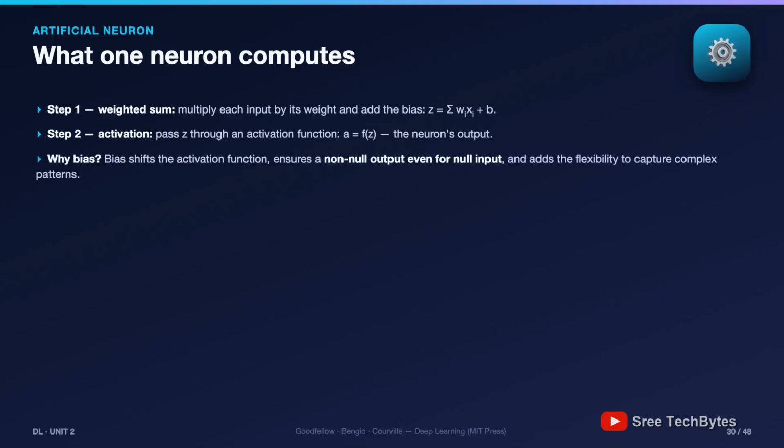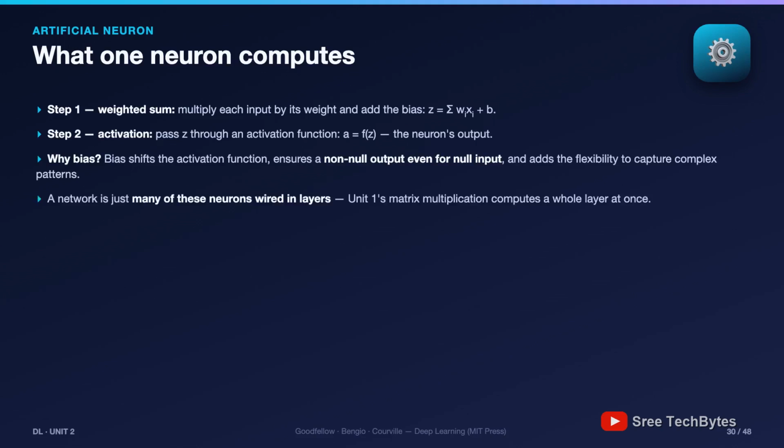Why the bias? Without B, the decision boundary is forced through the origin, like a line Y equals mx with no intercept. The bias shifts the activation, guarantees a non-null output even for null input, and gives the model its flexibility.